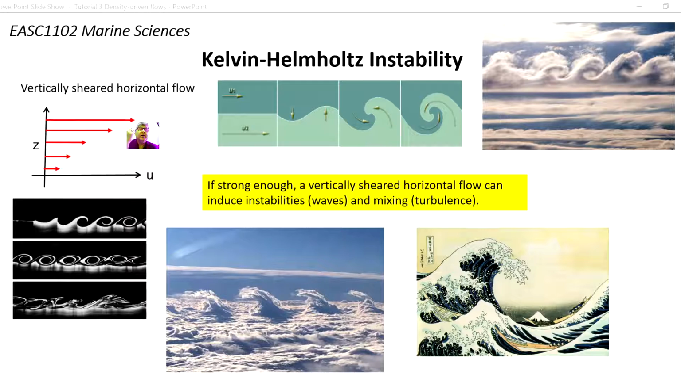And if the flows are strong enough, they can actually produce waves. And if the waves break, they can produce turbulence and mixing. It's illustrated here in this example, how it looks. You have these flows and you get waves and then you get breaking waves. And this mechanism actually explains the creation of surface waves in the ocean. All right? Surface waves in the ocean and also waves in the atmosphere.